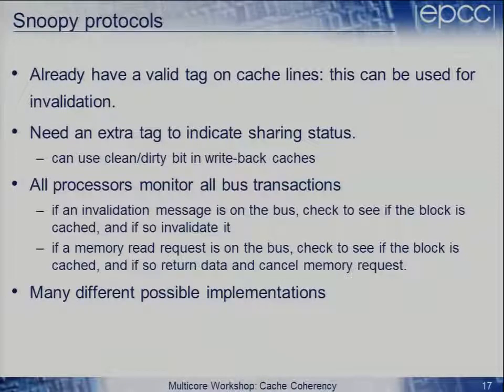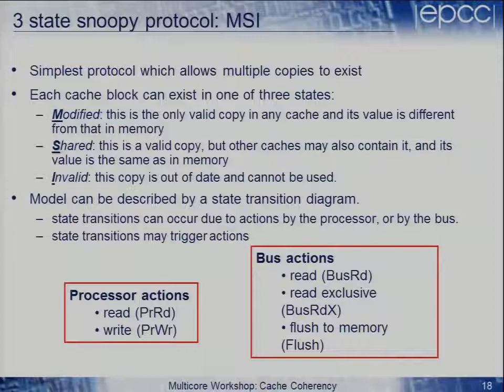It's actually quite useful to go through a very, very simple three-state example just to see how it works. I don't know if this is possibly the simplest example you can imagine. Each cache line has three states. Each cache block line can exist in one of three states. Modified: it's the only valid copy in any cache, and its value is different from that in memory. So I've read a cache line, I've modified it, but nobody else has read that cache line.